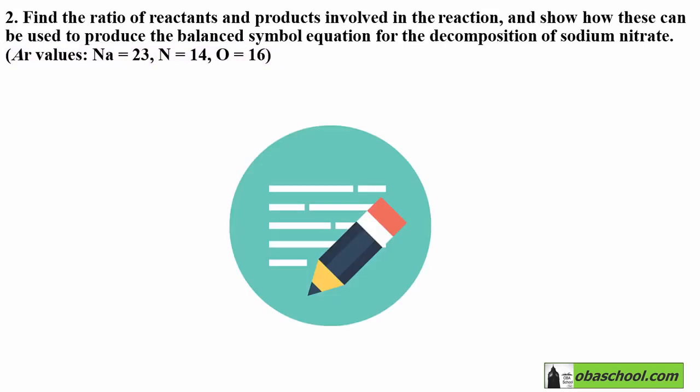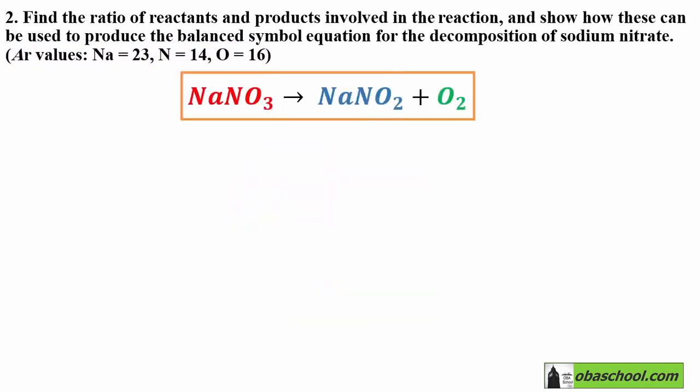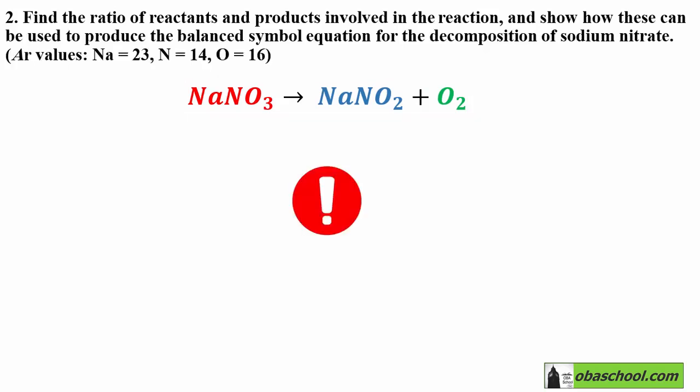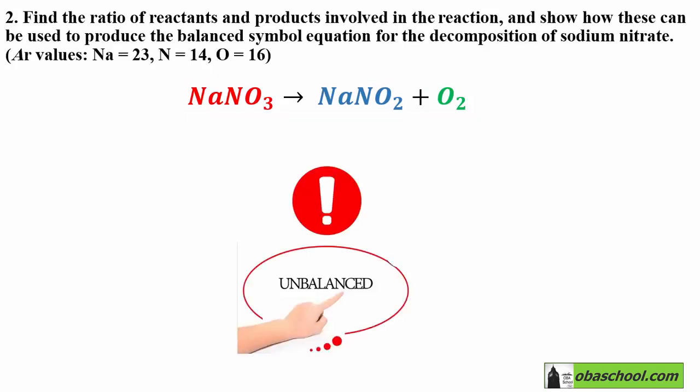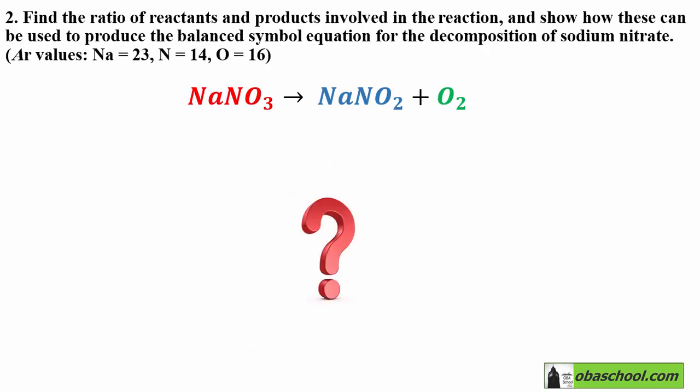Let's start with writing the chemical equation. Sodium nitrate NaNO3 will produce sodium nitrite NaNO2 plus O2 oxygen gas. Please pay attention. This isn't the balanced equation. How can we check if it's balanced or not? Simply let's count the number of oxygen atoms.